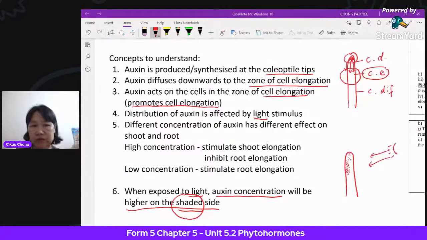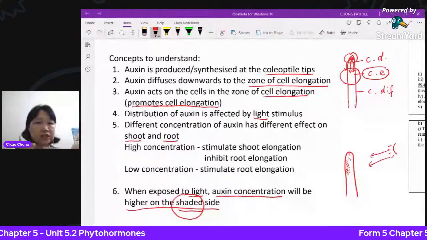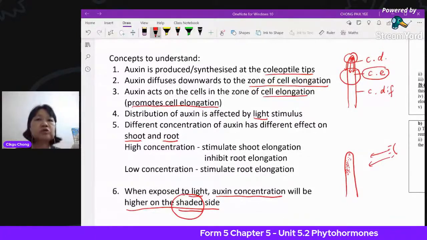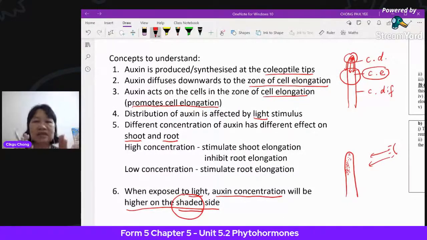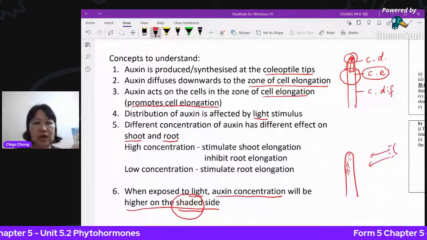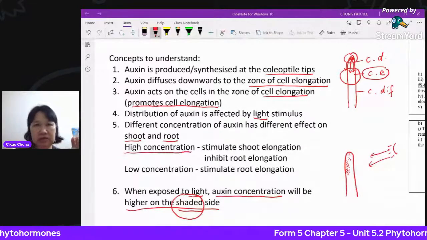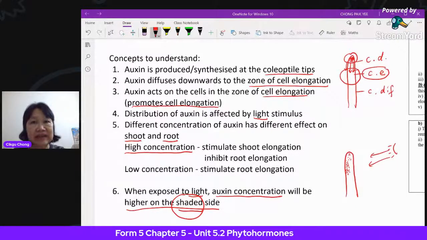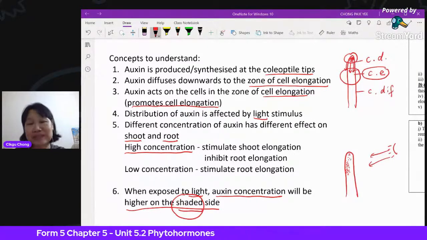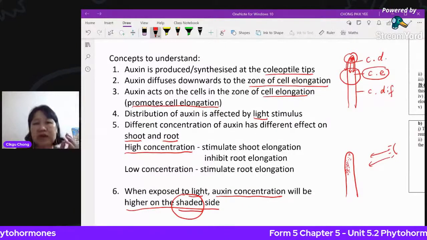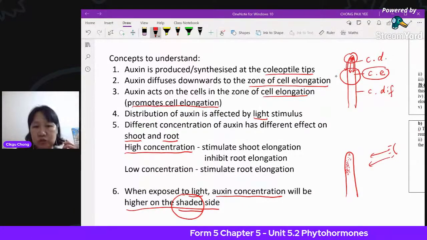Different concentrations of auxin will have different effects on shoot and root. Now we learned earlier that it's going to make it grow, isn't it? You know that auxin is a growth hormone. It is supposed to make it grow, but the effect is slightly different when it comes to the root or the shoot. When it is in high concentration, I don't mean very high, because very high can kill, it can become a pesticide, a herbicide, that is too high. So I'm talking about a little bit higher, high concentration, it will stimulate the shoot to grow longer.